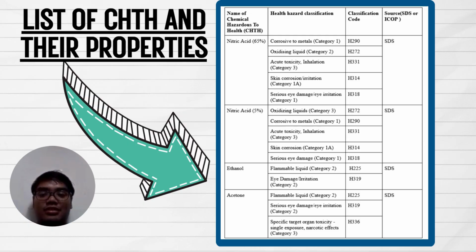So this is a list of chemical hazards to health and their properties, such as health hazard classification, classification code, source, SDS or ICOP. The chemicals hazardous to health used in this Work Unit 1 are lactic acid 65%, nitric acid 5%, ethanol, and acetone.